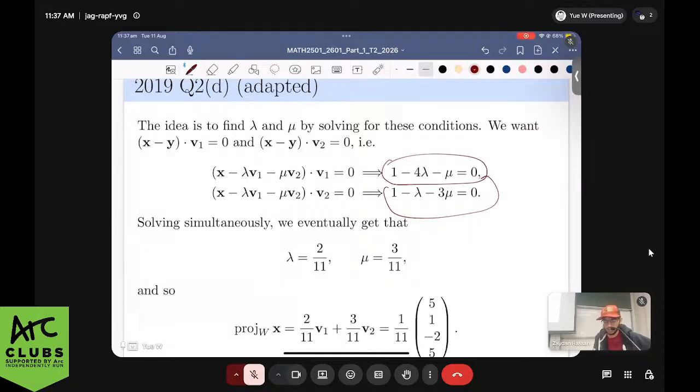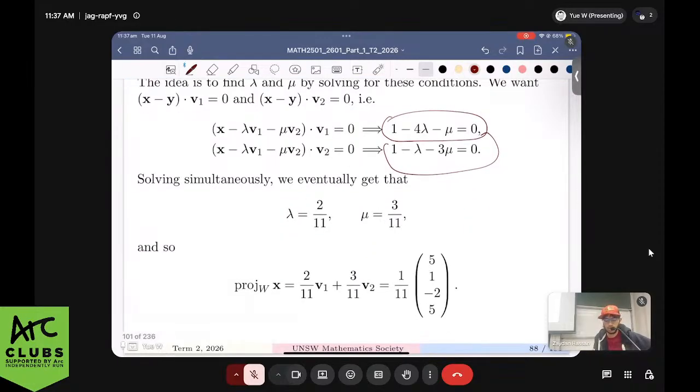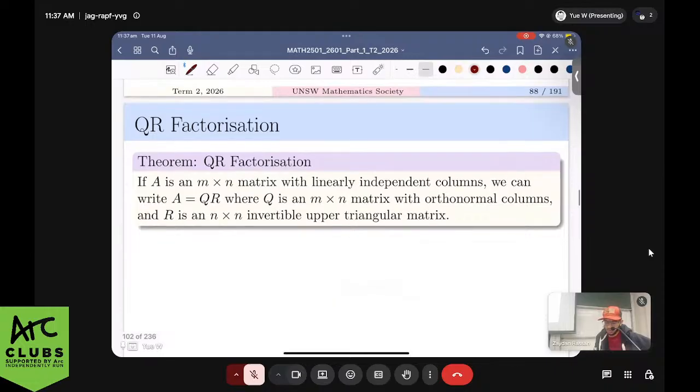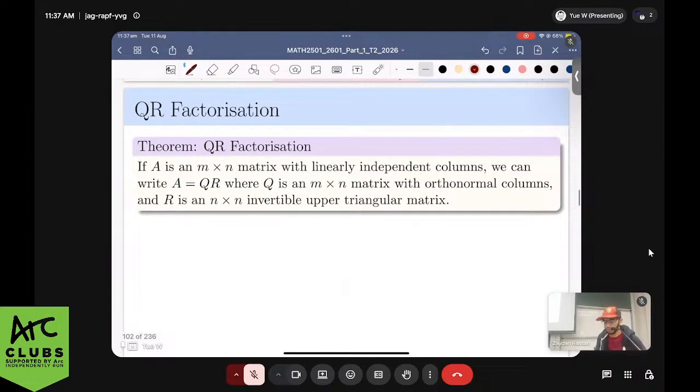Solving simultaneously, you actually find what lambda and mu are, which means you found what the projection is. So this is actually a pretty cool method. Or you can do Gram-Schmidt, but it's kind of annoying. Okay, QR factorization. So, okay, I think I'm doing good for time.